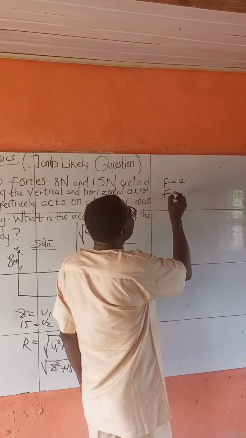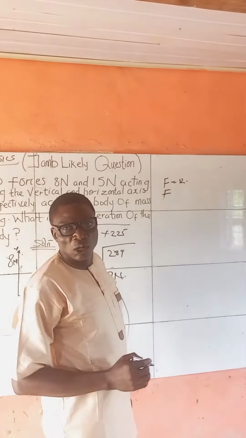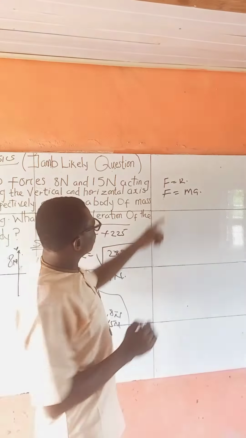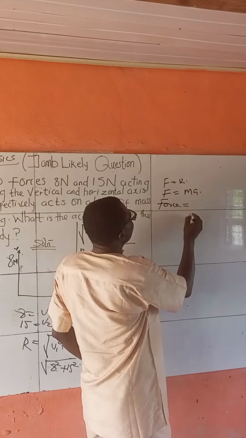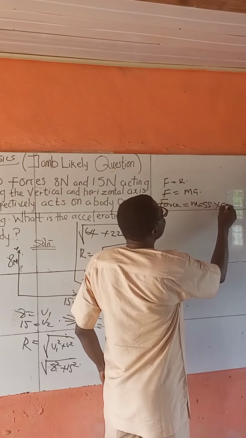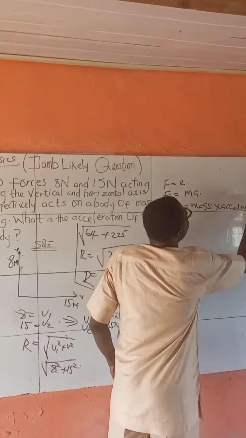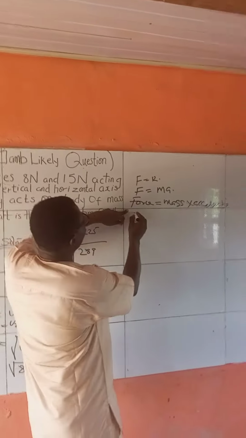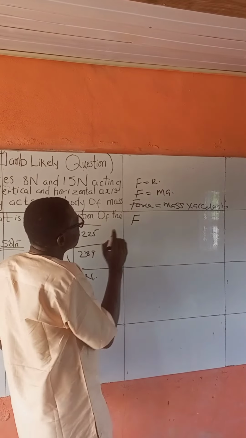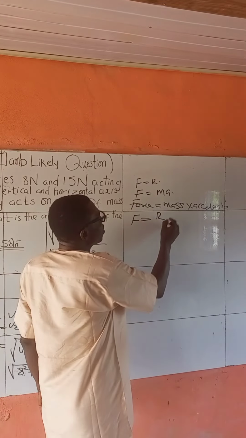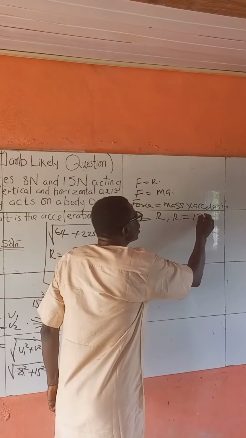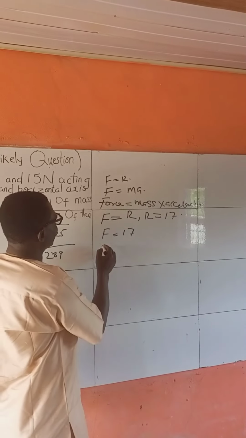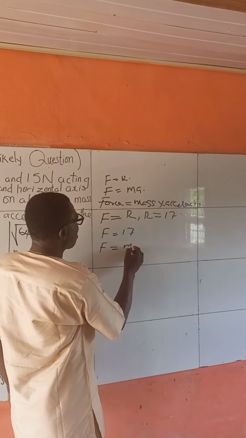So if that is the case, you remember in physics, we have a formula which says F is equal to ma. What does that simply mean? That means force is equal to mass times acceleration. Remember, I said that F is equal to R, and my R is equal to 17, which means F is equal to 17. If this is correct, then we have F is equal to ma.